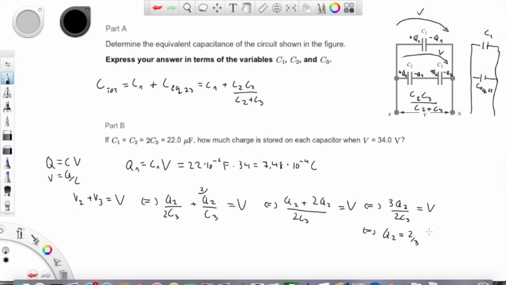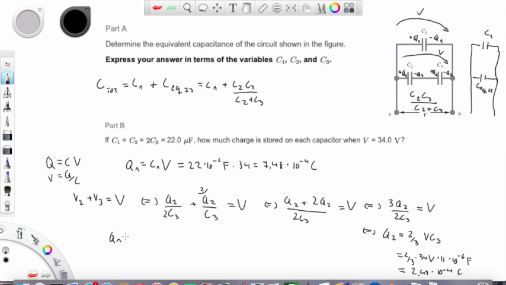Q2 is 2/3 of V times C3, and V is 34 volts. And what is C3? 2 times C3 is 11 microfarads, so 1 C3 is 11 times 10 to the minus 6 farads. And this gives us 2.49 times 10 to the minus 4 coulombs. So let's gather the results.